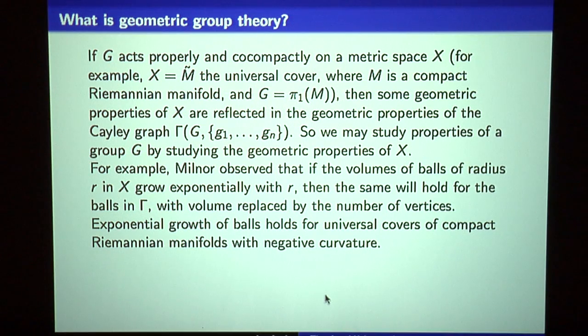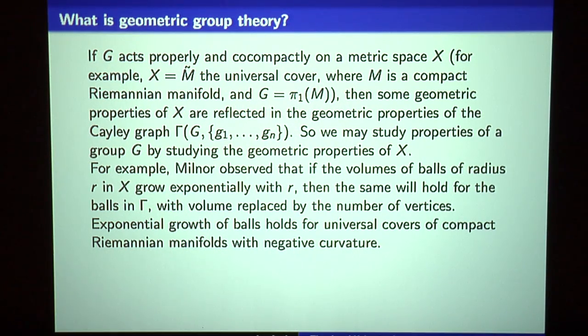Now, that's one aspect of geometric group theory, but we can also consider a group G that acts properly and co-compactly on a metric space X. So just think of a compact manifold, and the metric space is the universal cover, say of a compact Riemannian manifold, or just a compact metric space. And G is the fundamental group of that. Then it'll act on the universal cover. Then some of the geometric properties of X are reflected in the geometric properties of the Cayley graph. And so we can study the properties of a group by studying the geometric properties of X, and then some of those translate into the geometric properties of the Cayley graph.